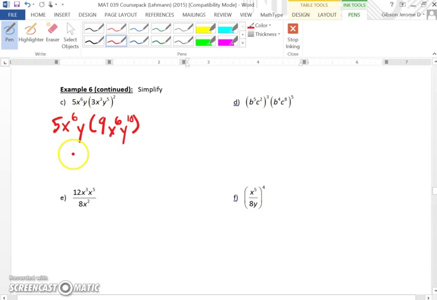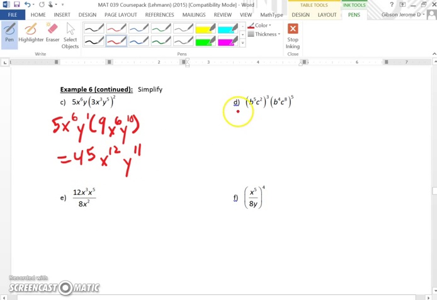Now we multiply. 5 times 9 is 45. x to the 6 times x to the 6 will give us x to the 12th. As we have the same base, we will add the exponents. Now this y is really to the 1st power. y to the 1st times y to the 10th will give us y to the 11th. So this is our final answer.